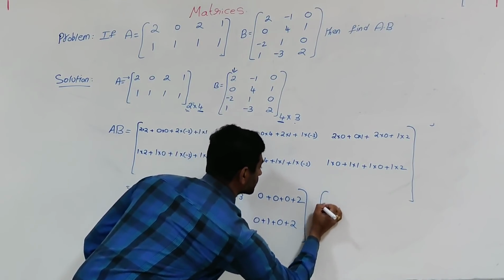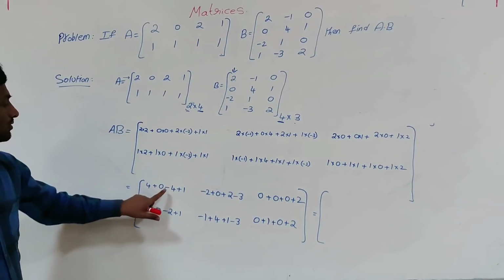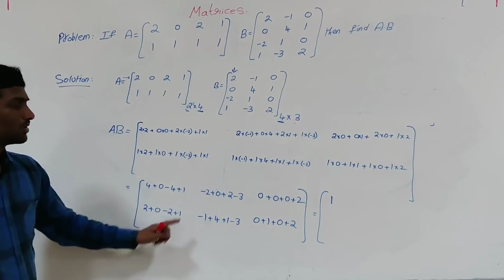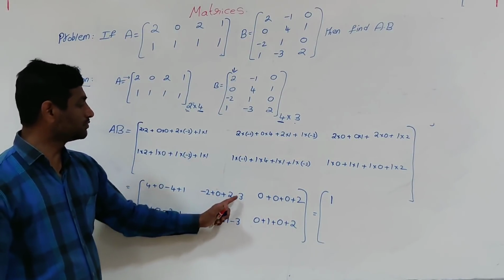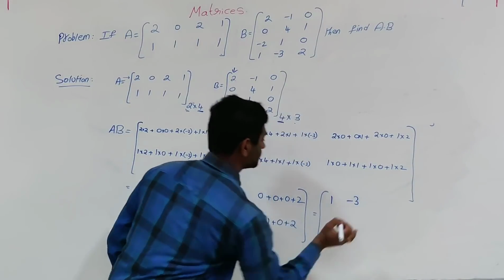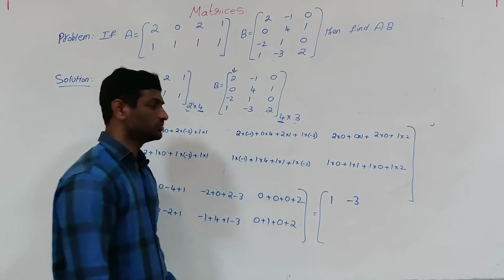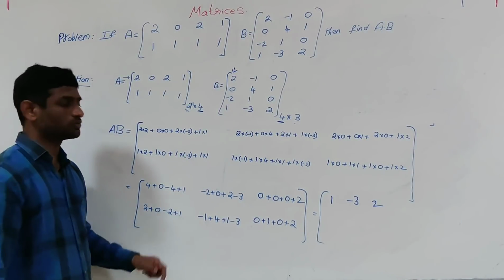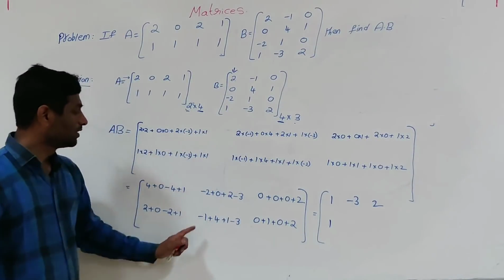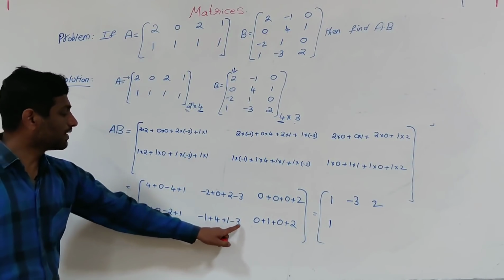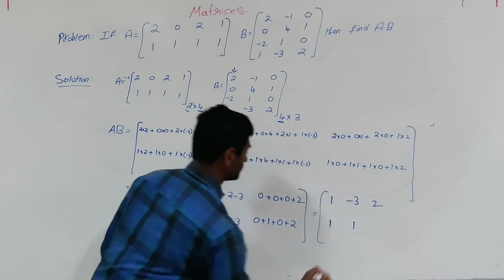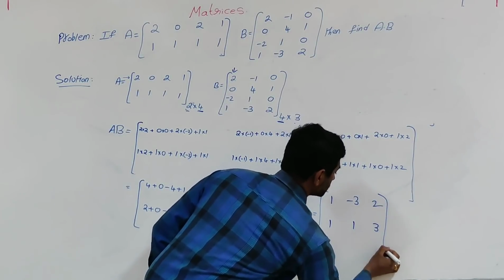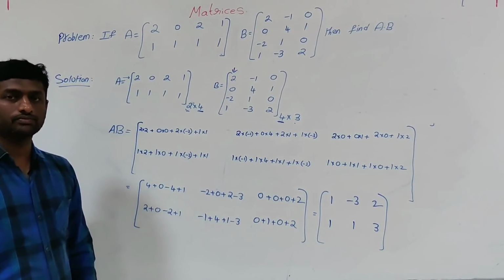So which gives what? 4 plus 0 minus 4 plus 1 gives 1 on adding. Minus 2 plus 0 plus 2 minus 3 gives minus 3. 0 plus 0 plus 0 plus 2 gives 2. 2 plus 0 minus 2 plus 1 will be 1. Minus 1 plus 4 plus 1 minus 3 will be 1. 0 plus 1 plus 0 plus 2 is 3. So this is the matrix AB.